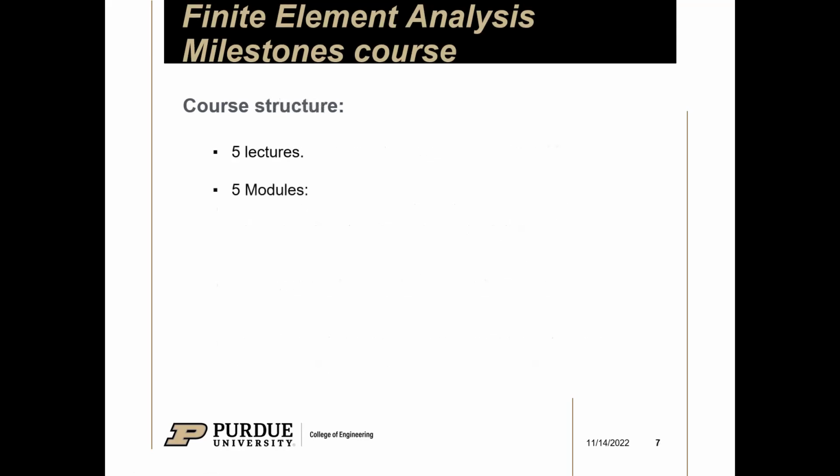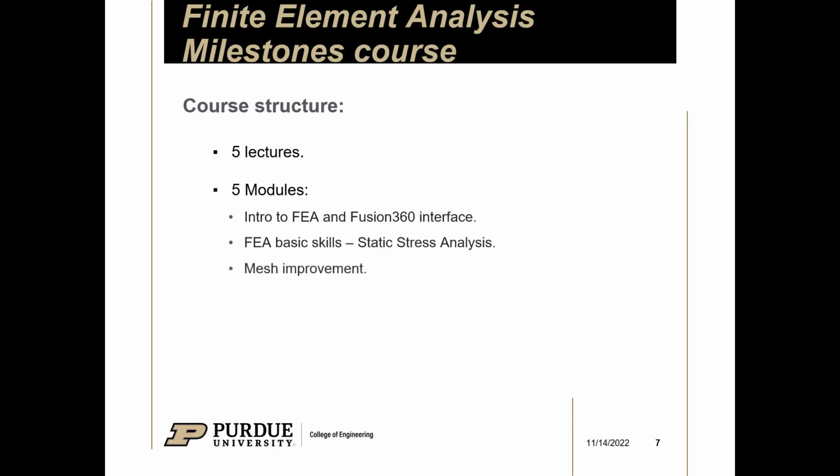The structure for this course is 5 lectures, 5 modules. The first is an intro to FEA and the Fusion 360 interface. In the second, we'll talk about static stress analysis and how to create a mesh in Fusion 360, a really basic skill you have to do for every analysis you run. In the third class, we'll talk about mesh improvement and ways to better understand and improve your model as a whole. The fourth class covers post-processing and 3D model improvement, mostly understanding results and how to display them.